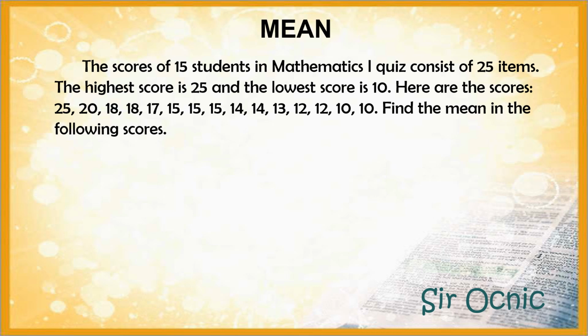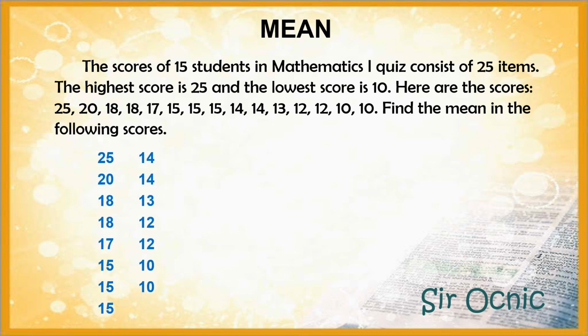The scores of 15 students in a Mathematics 1 quiz consisting of 25 items. The highest score is 25, and the lowest score is 10. Here are the scores: 25, 20, 18, 18, 17, 15, 15, 15, 14, 14, 13, 12, 12, 10, and 10. Find the mean of the following scores.